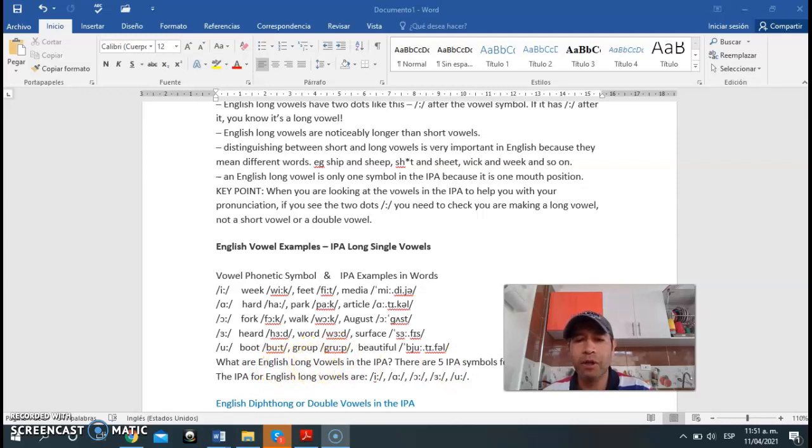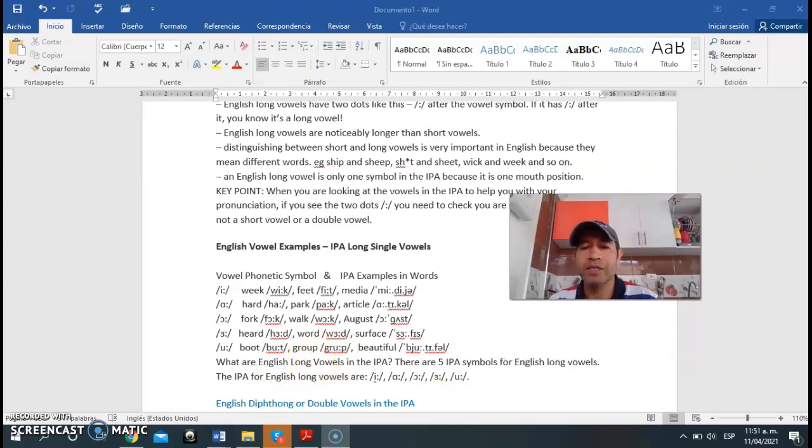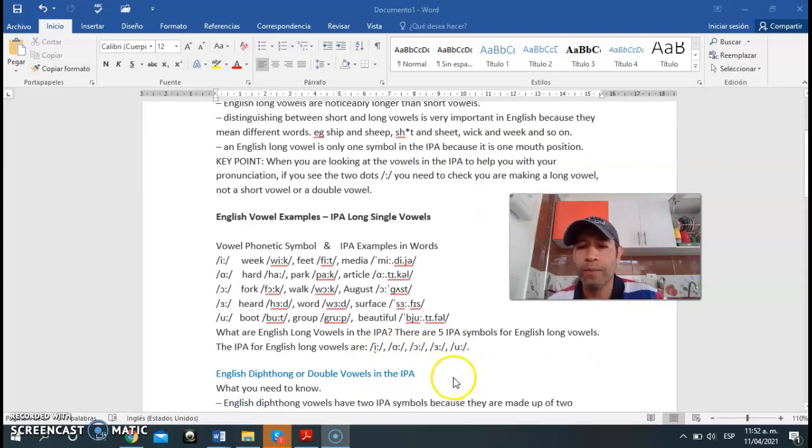What are English long vowels in the IPA? There are 5 IPA symbols for English long vowels. The IPA symbols for English long vowels are these five.